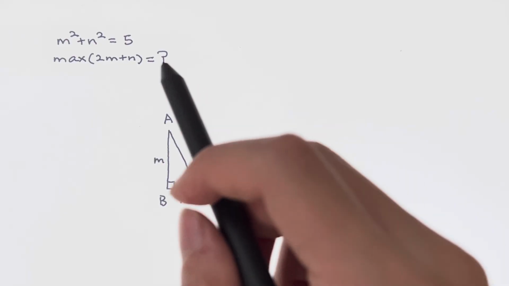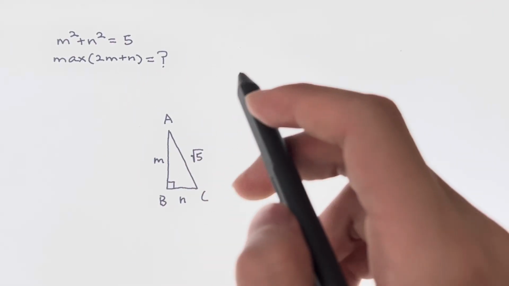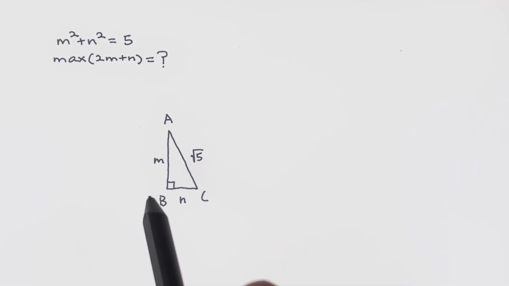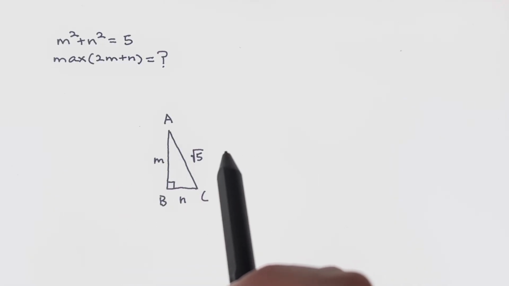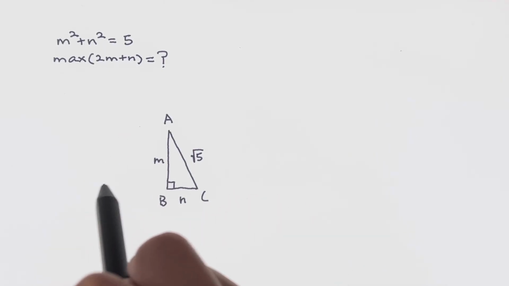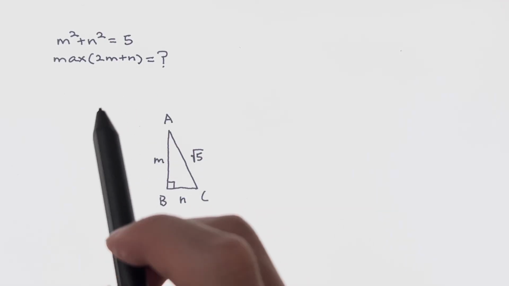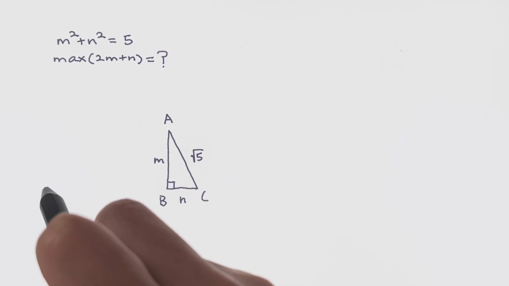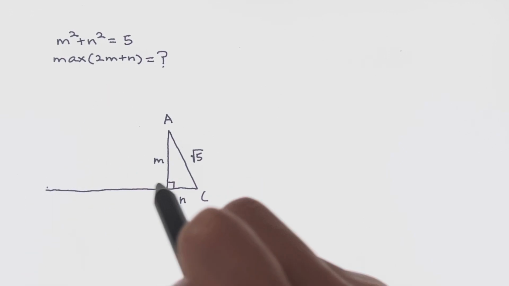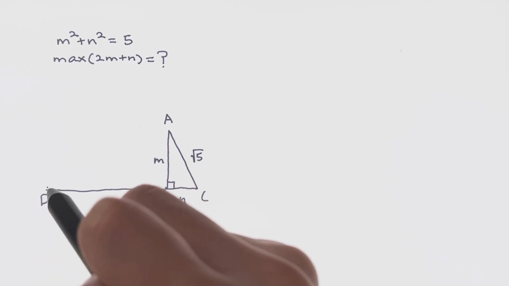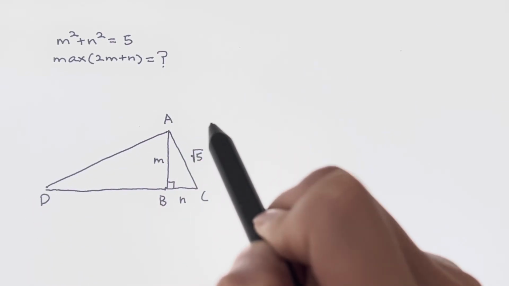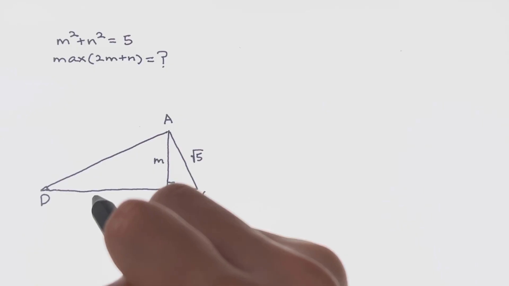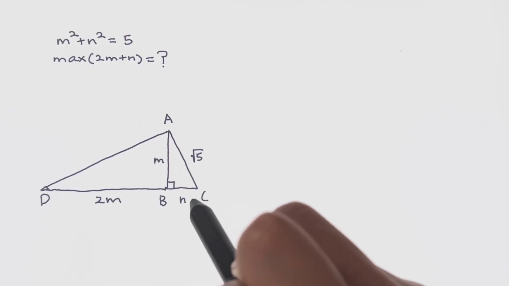So, in this triangle, how do you find 2m plus n? Well, we want to construct the 2m plus n. And the easiest way to do this is to construct a straight line with 3 parts, 2m and n. So, we can extend the line CB to a point D. We call this point D, and then we connect AD. So, then we can call this 2m. So now we have n plus 2m.